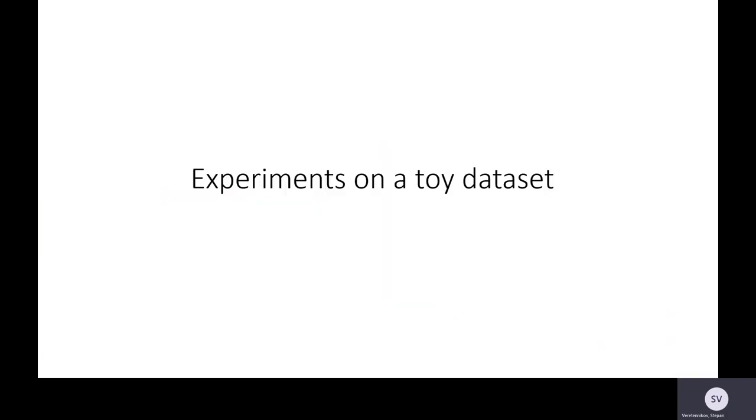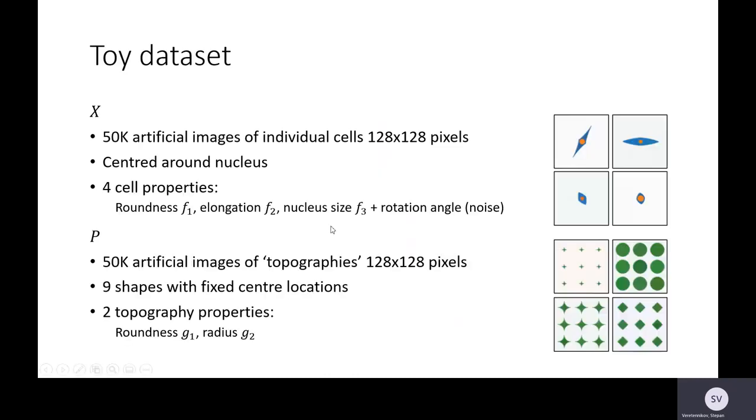So to validate this idea, whether it can be applicable on some training data, I performed an experiment on a toy data set. First of all, I created a toy data set. I generated 50,000 artificial images of cells, which is a data set of X, and 50,000 artificial images of topographies, or something that can represent topographies. Again, topographies may be represented by a vector or by an image, and it does not really matter. Here I consider topographies to be images just for convenience, to map images to images.